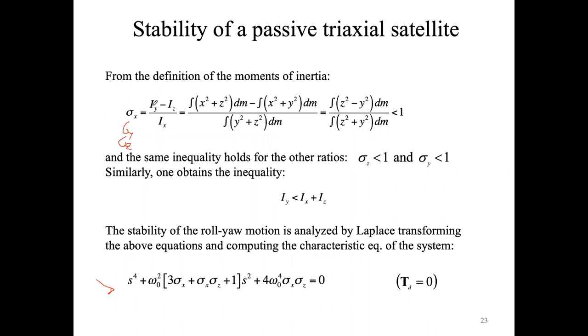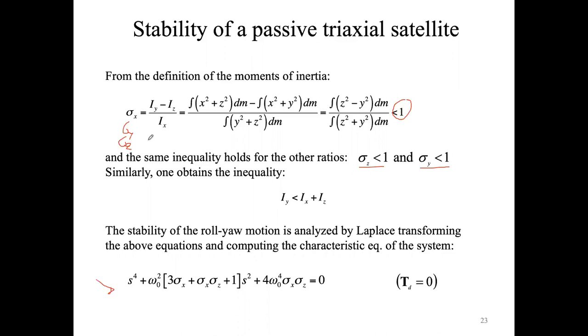You can easily demonstrate that if you explicitly determine the moment of inertia of the spacecraft. For example, for sigma x, you can demonstrate that at the end you have an integral of z squared minus y squared divided by the sum of the two. So this demonstrates easily that it is a quantity lower than 1. That will be important later, when we are trying to look at the solutions of a stable system. And the same holds for sigma z and sigma y, you can easily demonstrate that.